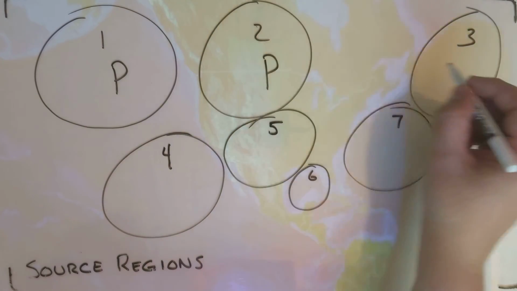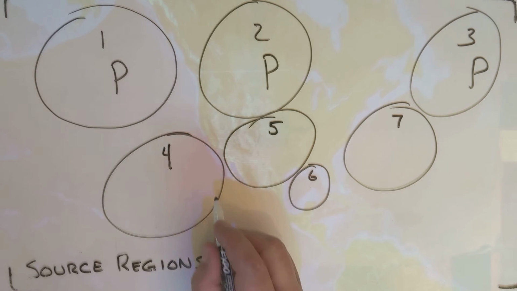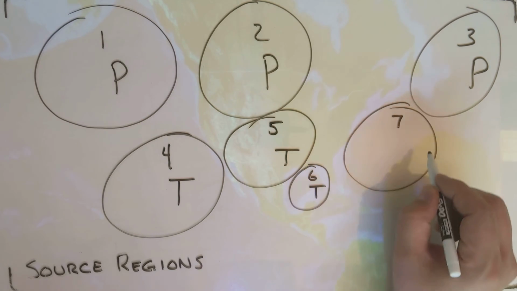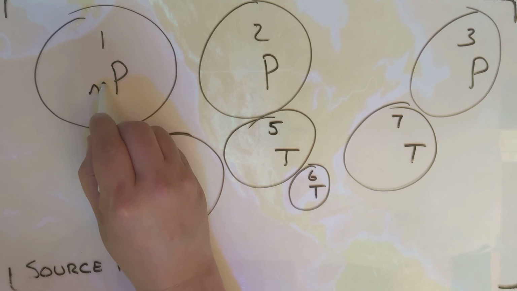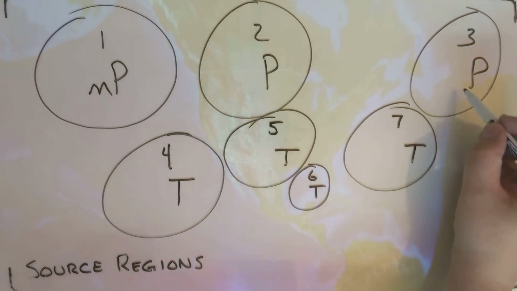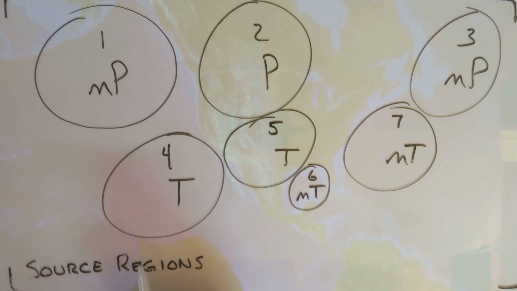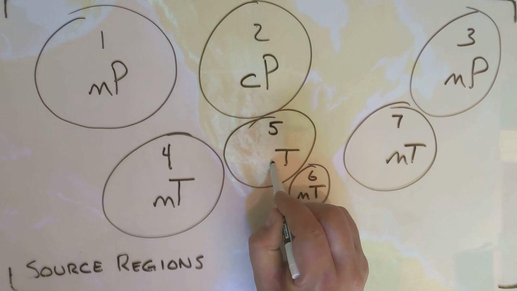So we're going to mark those with a capital P. Any air mass that forms in the southern latitudes in the southern United States is going to be a tropical air mass. So we're going to mark those with capital T's. Now, anything that forms over water will be a maritime. So maritime polar, maritime polar, maritime, maritime, maritime. Anything that forms over land is going to be a continental. So continental, continental.